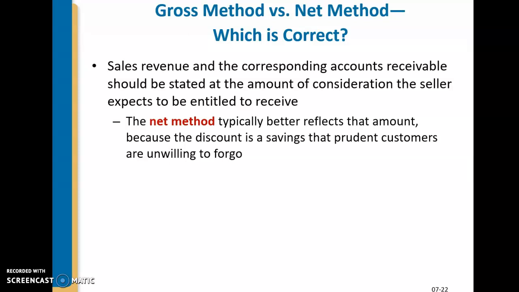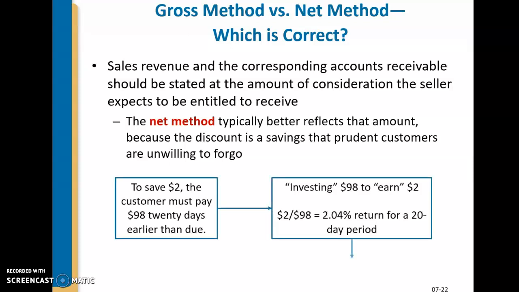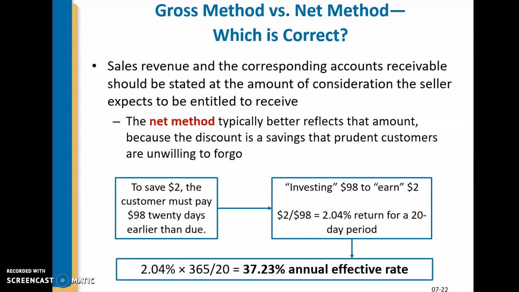Here's a little bit of math that pretty much astonished me. Let's say it's a sale of $100, they get a 2% discount if paid within 10 days. Otherwise, the full amount is due within 30 days. So to save $2, the customer must pay $98 within 10 days, which is 20 days earlier than when the full $100 would be due.